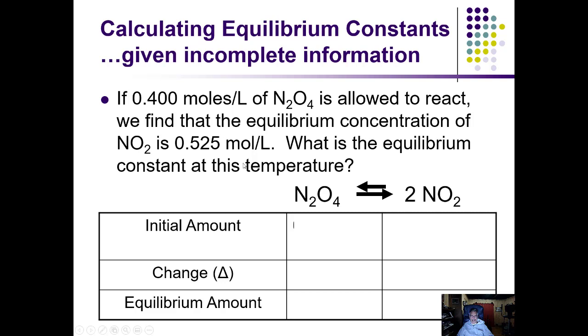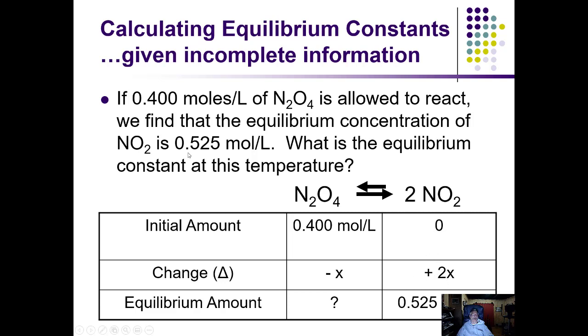It's allowed to react. So we're going to put that concentration here as the initial concentration of the dinitrogen tetroxide. We don't have any of our product nitrogen dioxide, so that's 0. What's our change here? Well, the coefficient is 1, so our change is simply going to be minus x. And then for the product nitrogen dioxide, that's going to be 0 plus 2x because of the coefficient 2.